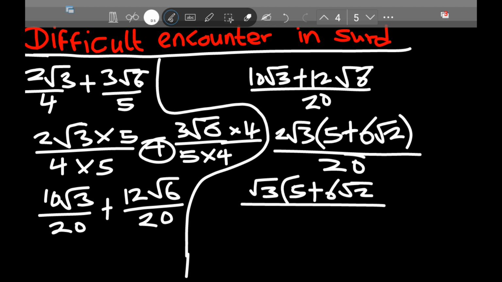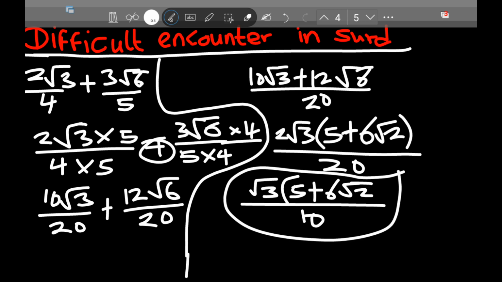Then write 20 divided by, sorry, it's 10. So the final answer is going to be root 3 bracket 5 plus 6 root 2 over 10. So that is the answer. Now let's continue. So you need to keep in mind what I did here of these two and of these 20. Now let me show you what I did here.